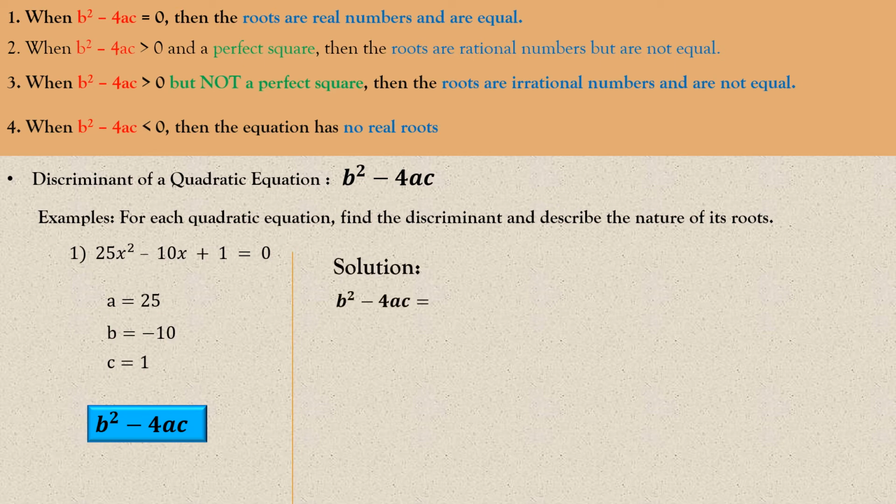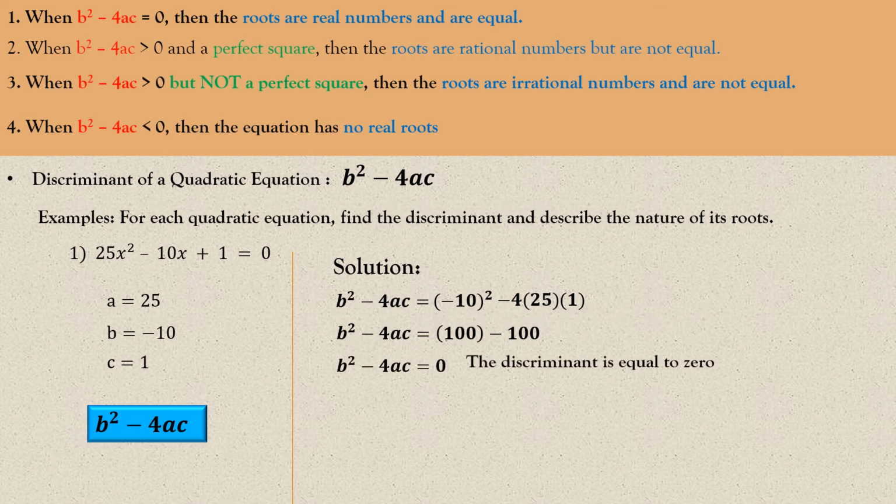So, this is the solution. So, your B squared is equal to negative 10 squared since our B is negative 10, minus 4A. A is equal to 25 and C is equal to 1. Let's compute. So, negative 10 squared, that is equal to 100. 4 times 25, that is 100, times 1, that is 100. So, 100 minus 100. So what is 100 minus 100? 0. So meaning, the discriminant is equal to 0.